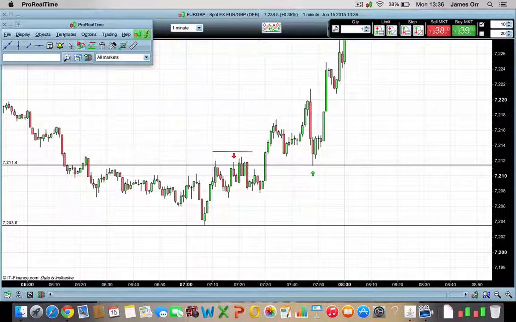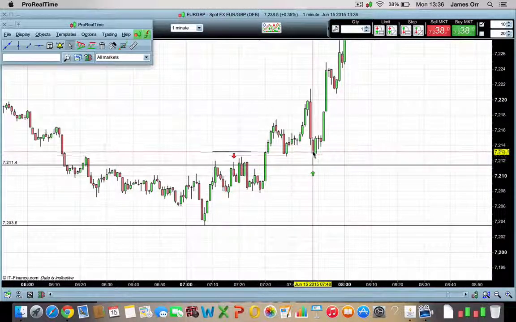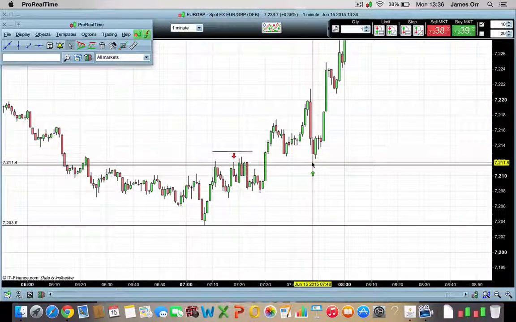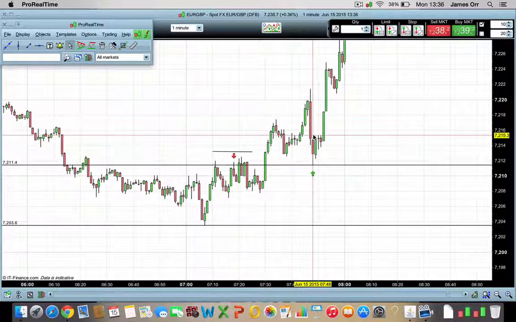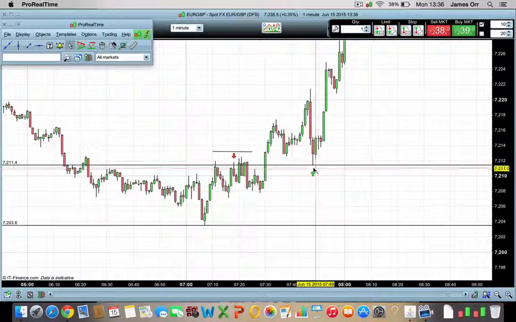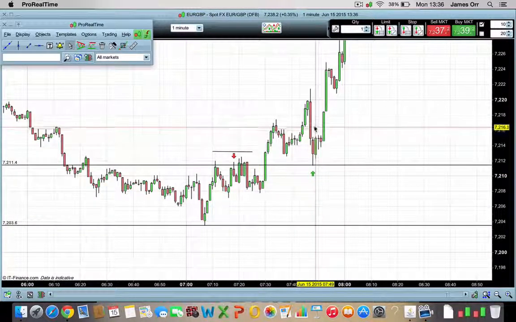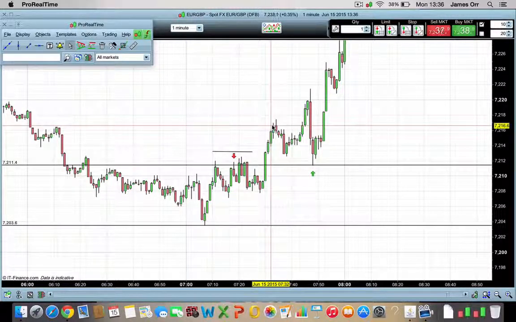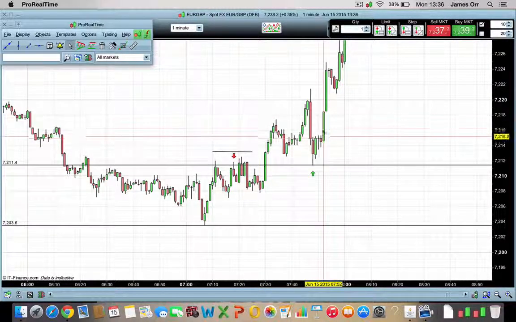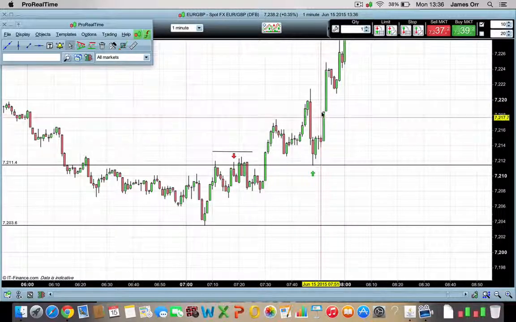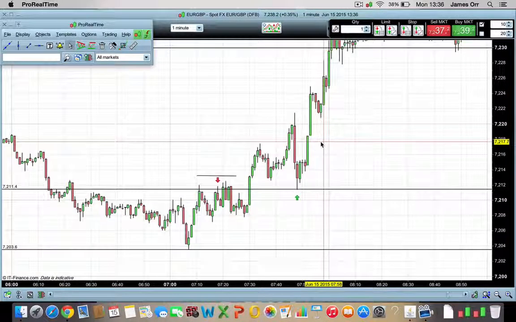Gets to here. You get a large tail on the body showing strong rejection. You enter above the high of this candle. Your stop would be below the low. You're looking for the previous closest high, which is here. See how the market bursts through? Because the market has burst through, I will now stay with the position.